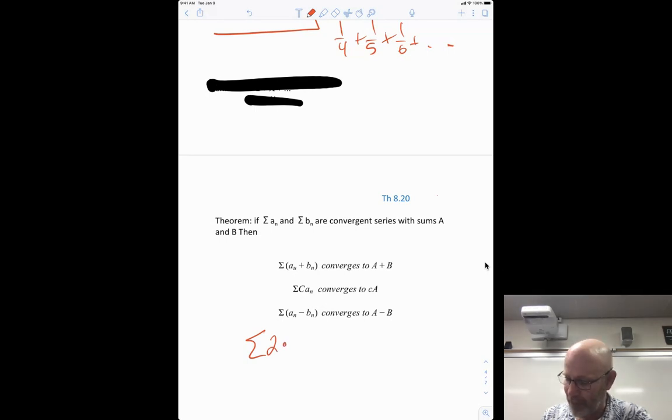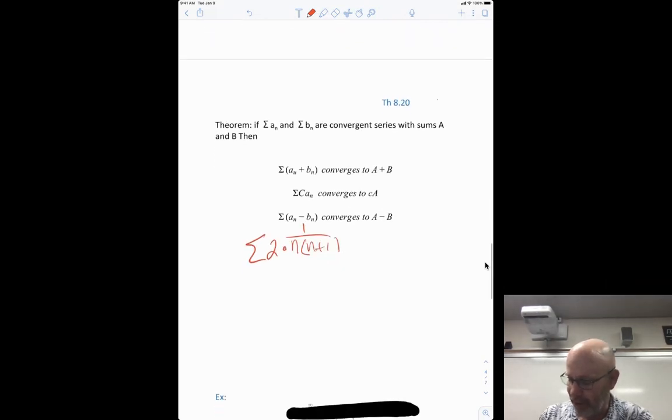2 times n plus 1 over 2. Whoops, sorry. My mistake there. This was the telescoping series. Remember, 1 over n times n plus 1 is the telescoping series. Sorry, that was bad. Multiplying it by 2. Sorry, this got a little messy.